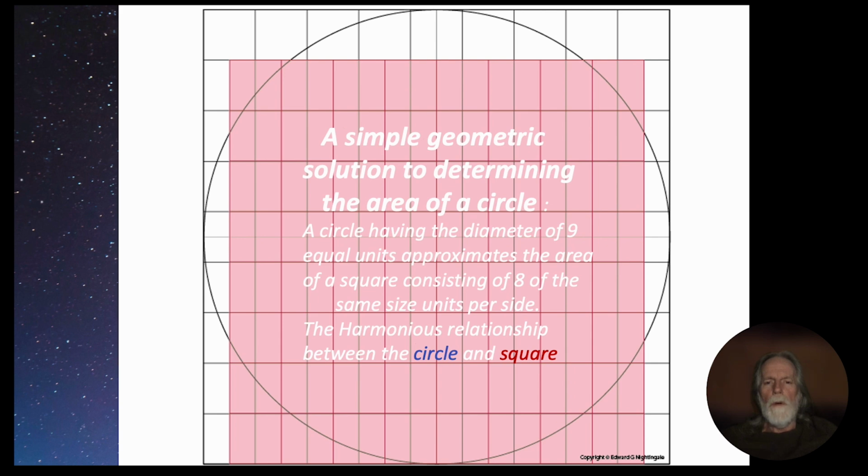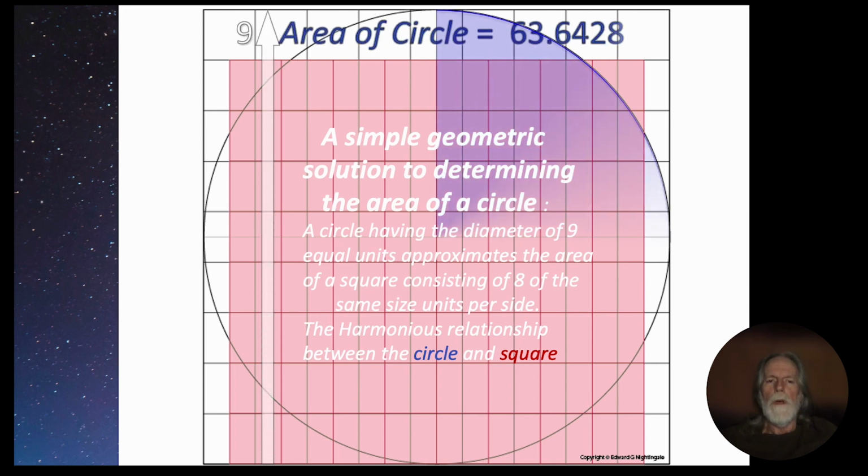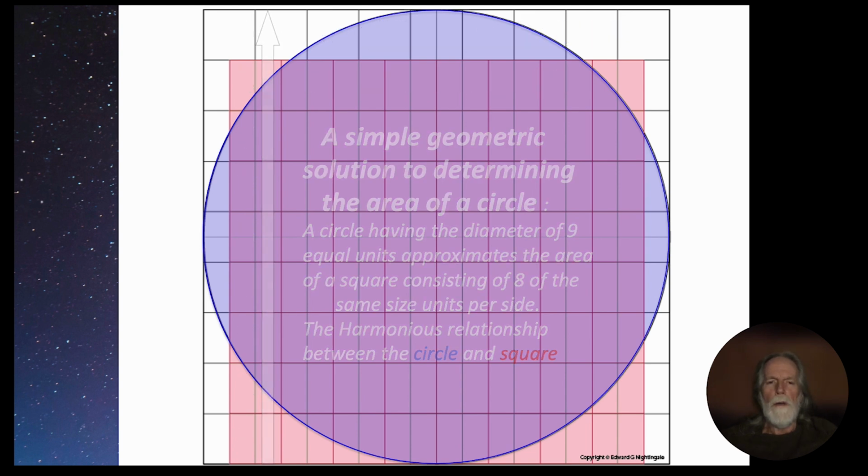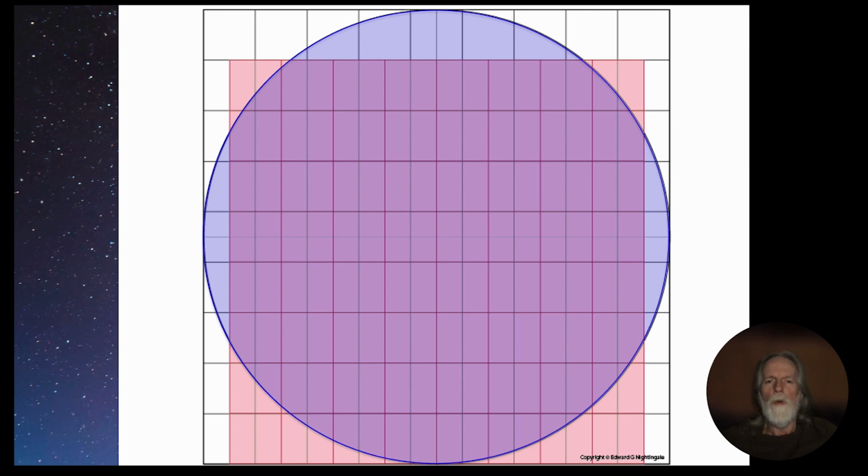It's any circle with its diameter divided into 9 equal units approximates the area of a square consisting of 8 of those same size units per side. So a square having the area of 64 and a circle having the area of 63.6428. Now that is using pi with the value of 3.142857, or the fraction of 22/7 that was often used by the Egyptians.